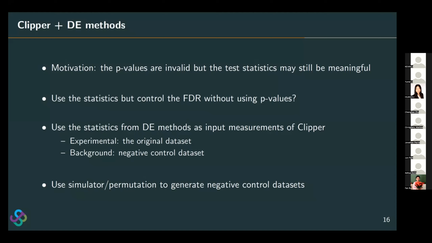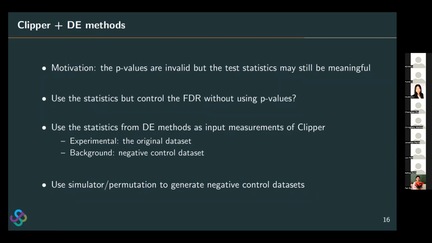or edgeR, it may still have a higher probability to be a DE gene compared to those genes which have smaller statistics. If we can make use of those statistics but not use their p-values, maybe we can still control the false discovery rate. And we can use Clipper to achieve this goal. We can use the statistics from the DE methods as input measurements of Clipper.